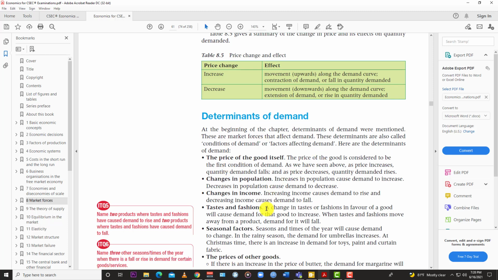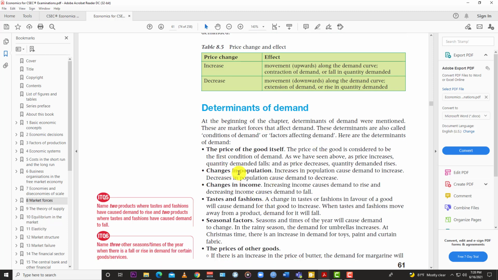But for a shift, we're looking at things like change in the population. Increases in the population cause demand to increase, decrease in the population cause demand to decrease. So if the population goes up, the curve shifts to the right. Population goes down, curve shifts to the left. Change in income. You make more money, you demand more. You make less money, you get a cut in pay, you demand less, so therefore the curve shifts to the left. You make more money, you get a promotion, shift to the right. You make less money, demotion, shift to the left.